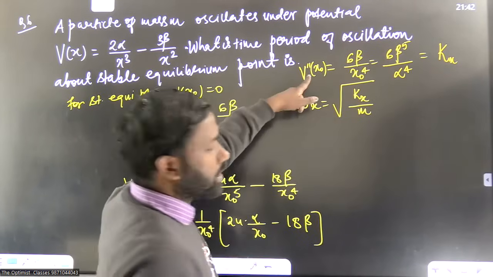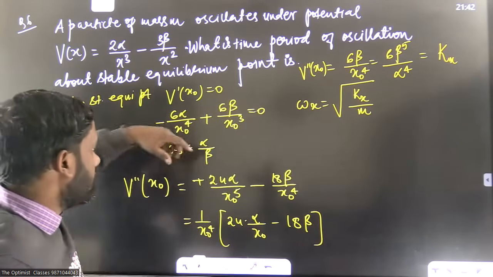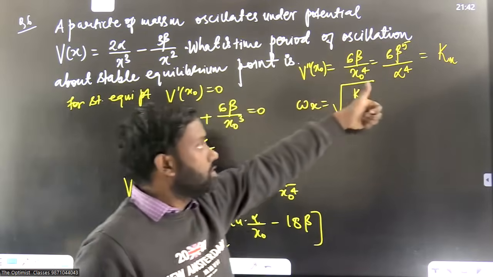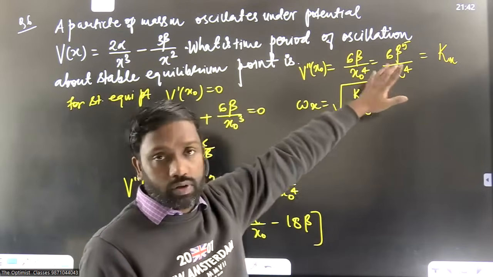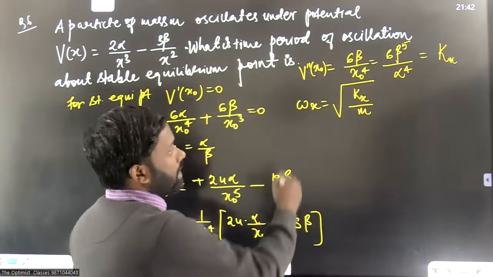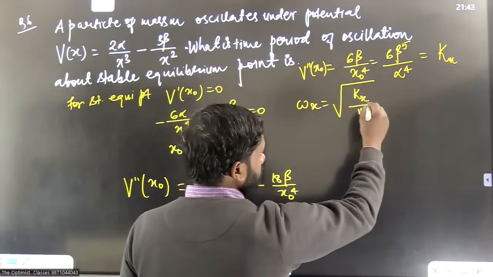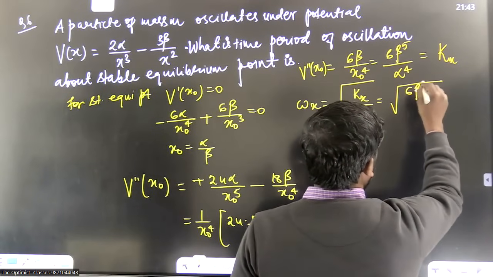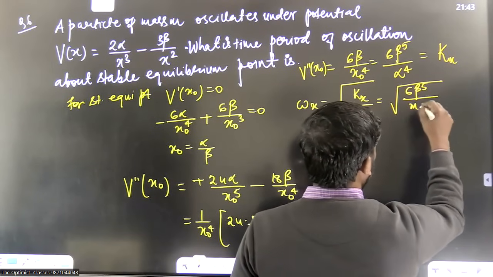When you calculate the second derivative of potential at the equilibrium point, and that comes out to be positive, it is called force constant. So it is coming out to be positive, so it is force constant. Now omega x, the angular frequency of oscillation, is this much. So we'll put here kx is 6 beta to the power 5 divided by m alpha to the power 4.